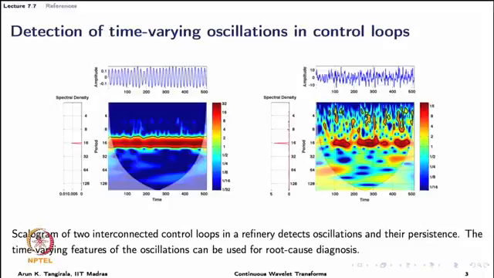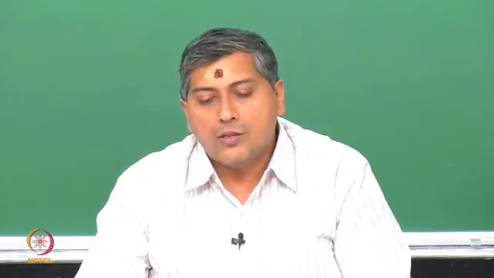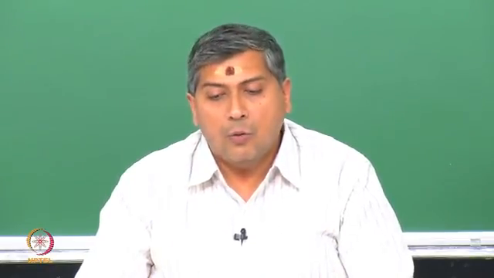So, for example, if only these two loops were there and they were connected, then which one really started off first, or was the controller really trying to fight out the disturbance? If both these had a common source, did the source enter the loop 2 in a delayed fashion, and so on. So, there are a number of questions that can be answered by looking at this scaleogram plot.